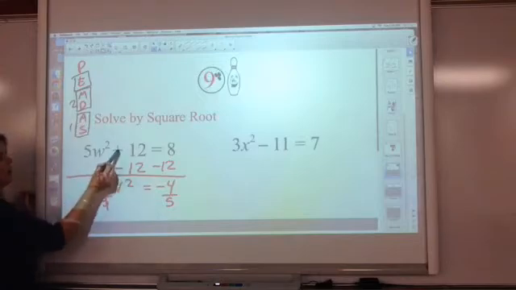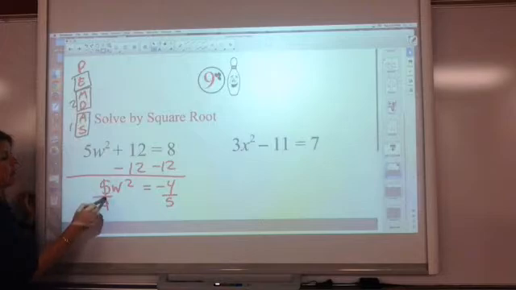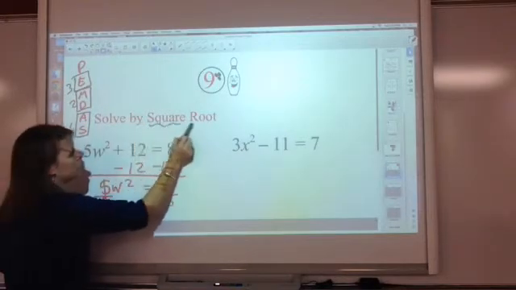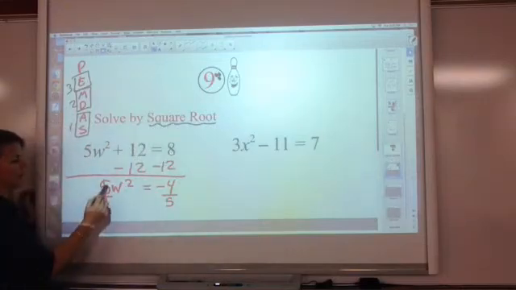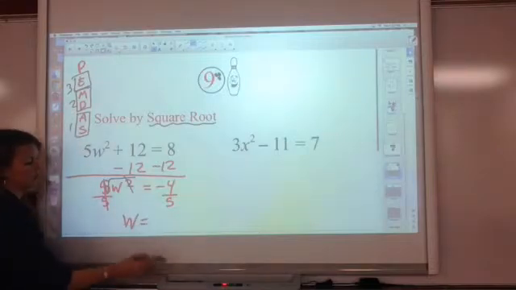We get rid of addition by subtraction. We get rid of multiplication by division. We get rid of a square using a square root. If I square root w squared, I now have w. And that's what I'm looking for.